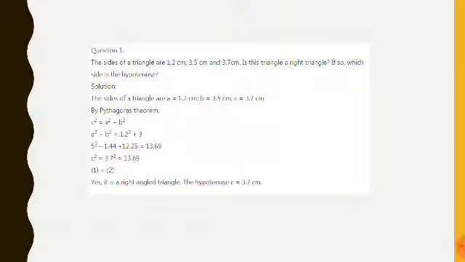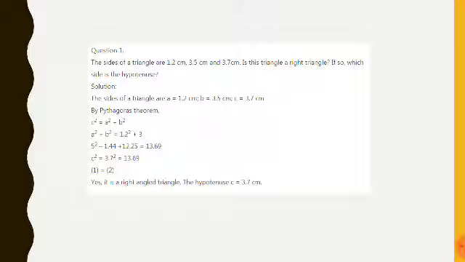The sides of the triangle are 1.2 cm, 3.5 cm and 3.7 cm. Is this triangle a right angle triangle? If so, which side is the hypotenuse? The sides of the triangle are A equal to 1.2 cm, B equal to 3.5 cm and C equal to 3.7 cm. Right angle triangle means Pythagorean theorem. So formula C square is equal to A square plus B square. So A square plus B square, 1.2 square plus 3.5 square equal to 3.7 square.